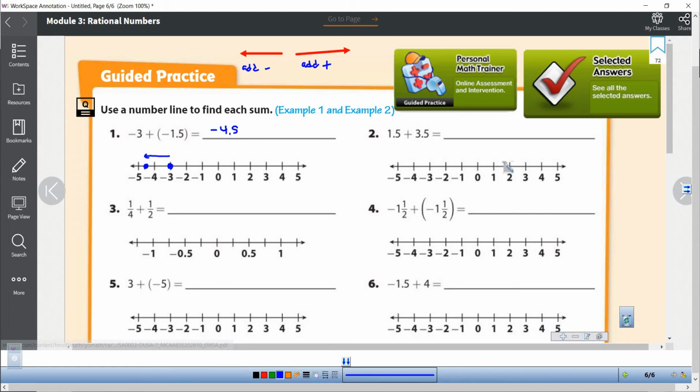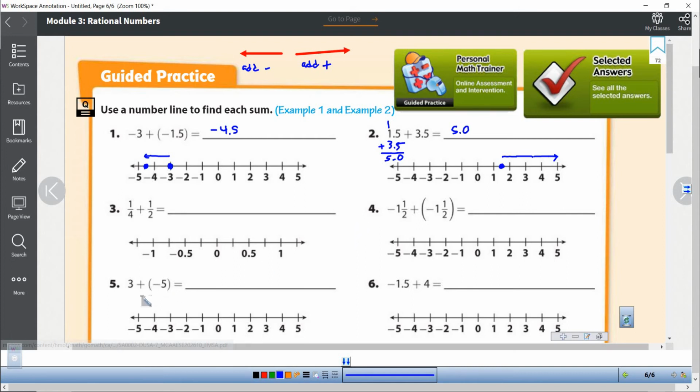Number 2 right here, we are at 1.5, which would be right here, and then we're going to add 3.5. So 1 would get us right there, 2 right there, 3 right there, and then another half would get us to 5. So 1.5 positive plus 3.5 positive is going to be 5, or if you write it as a decimal, 5.0. And if you wanted to do this the traditional way, we could do it this way as well: 5 plus 5 would be 10, and then we would carry the 1, and we would get 5.0 that way.